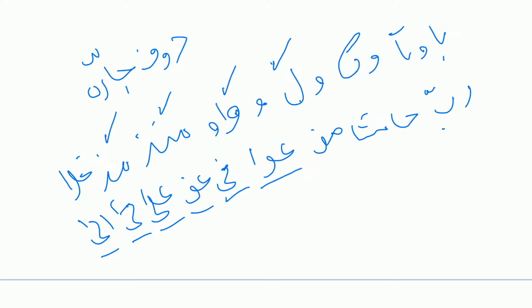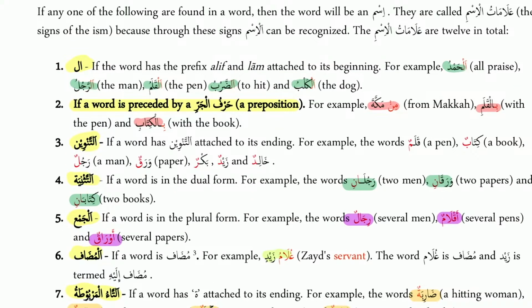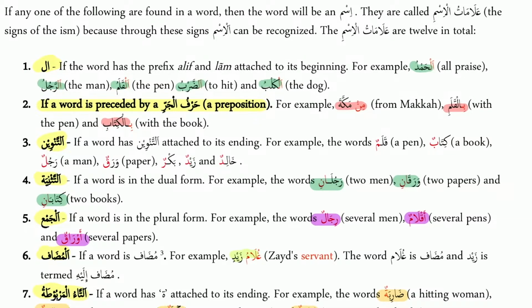So if you see a harf jar before a kalima, then that kalima is what? A noun. It is an ism. Okay, like for example, look here. Min, right? Min makkata. Ask a question when I say min makkata. Why is kasra not there at the ta? You don't know. It's ghayr munsarif.